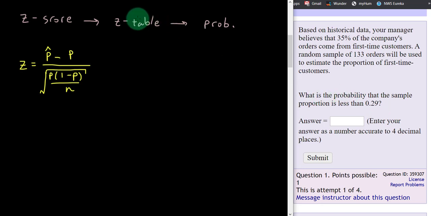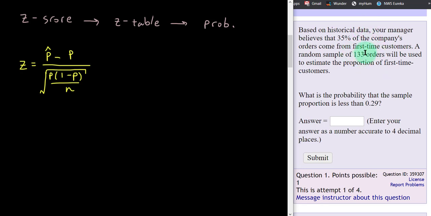Okay, our procedure here is to take the information that has been given, plug it into our z-score formula. Once we have a z-score, we'll go to the z-table and extract a probability. Let's identify the elements that were given in the description of the problem.